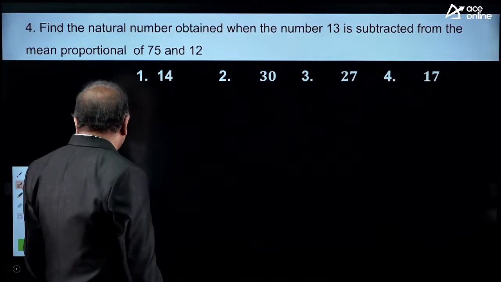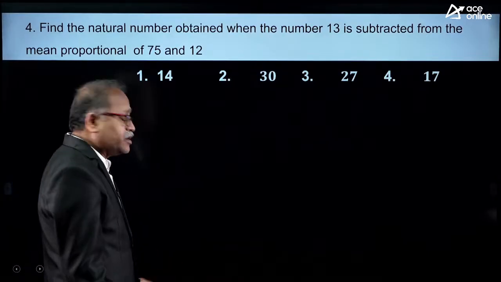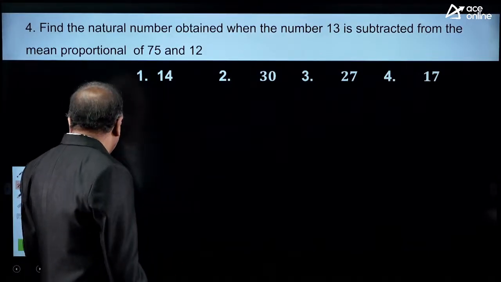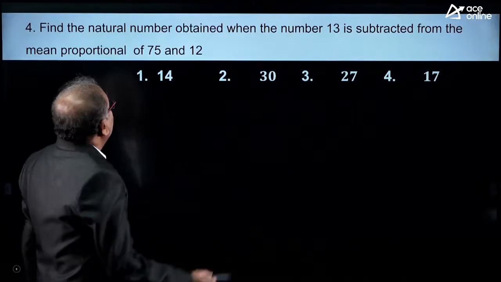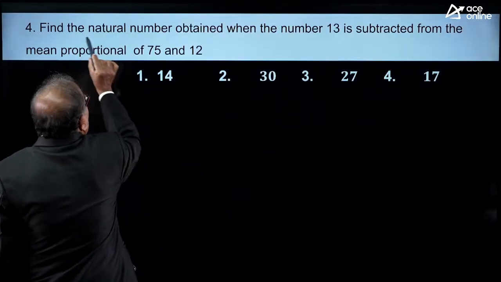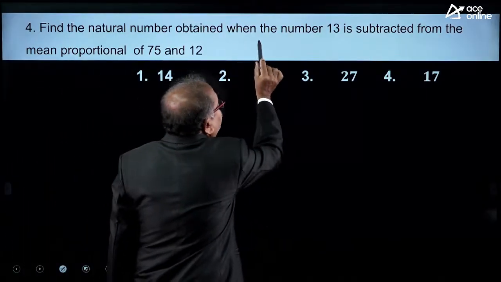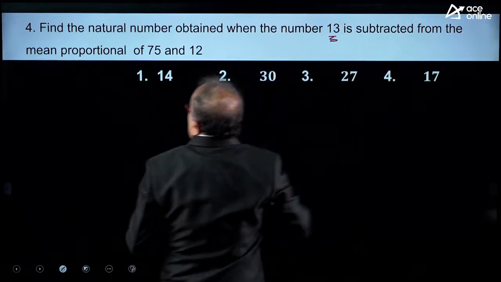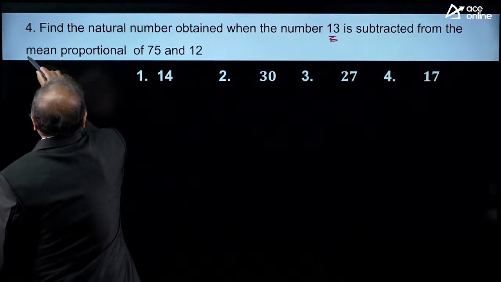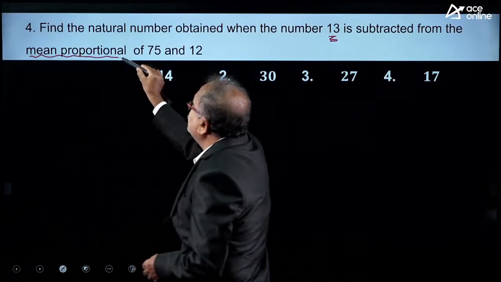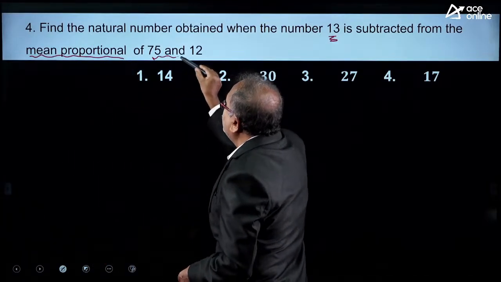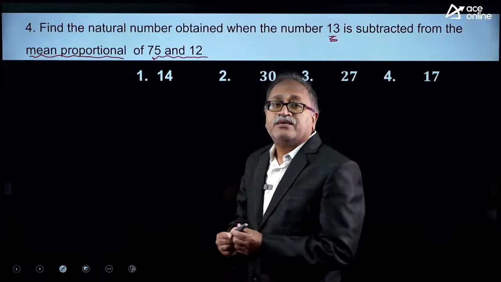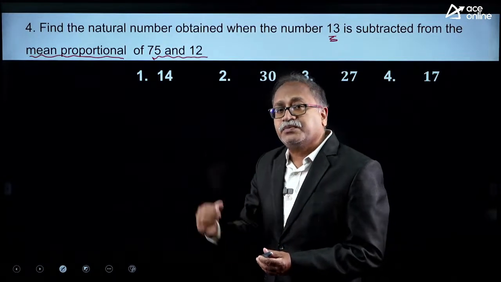Your next question is this: number system. Number system has a variety of questions. Please attend the classes, and you will get familiar with all types of questions. Now here is the fourth question. Find the natural number obtained when the number 13 is subtracted from the mean proportion of 75 and 12. It comes from ratio and proportion.